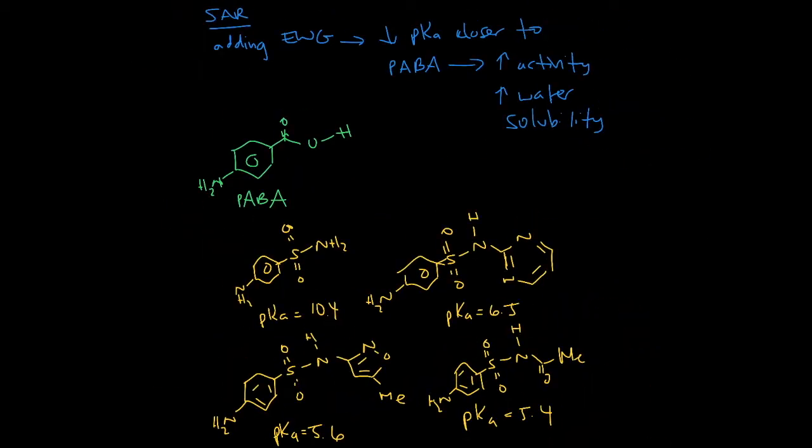Okay, so now onto the structure activity relationships of the sulfonamides. This is pretty easy. Basically, adding electron withdrawing groups, so adding anything with nitrogens, oxygens, or fluorines, because they're electron withdrawing, decreases the pKa closer to that of para-aminobenzoic acid, or PABA, which has a pKa of 6.5. Now, adding an electron withdrawing group decreases the sulfonamide pKa to closer to 6.5. And this increases the activity because the molecule will be more like PABA and thus will compete more effectively with PABA in producing THF, or the dead-end metabolite. And decreasing the pKa also increases the water solubility.